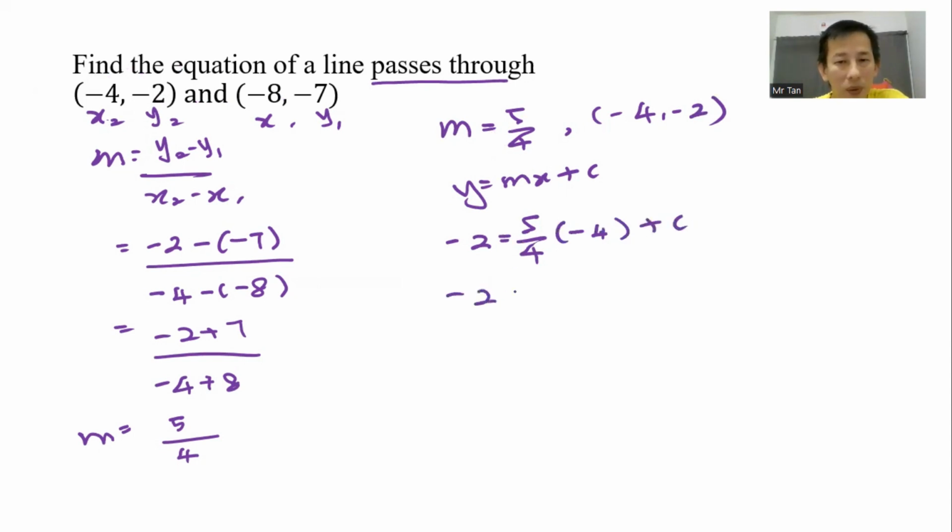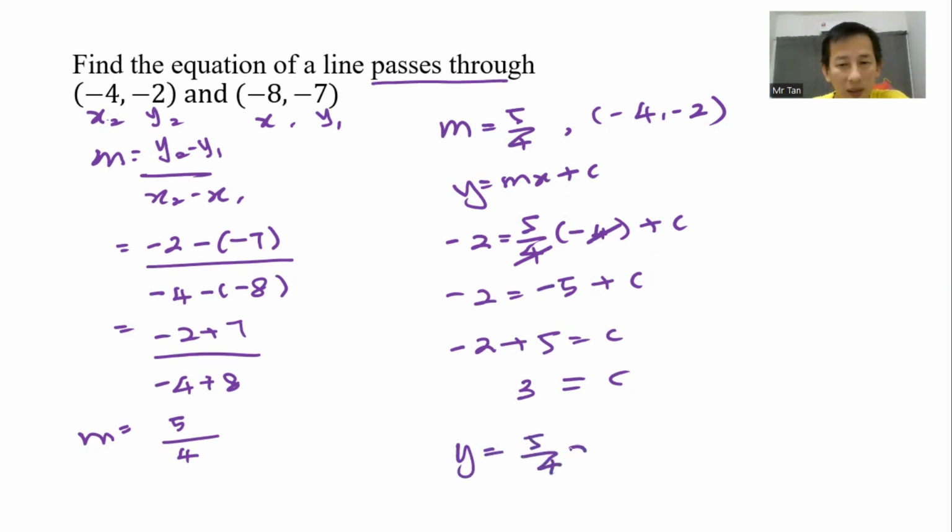So you get -2 equals 5, you can cancel this, you get -5 plus c. So your c should equal -2 plus 5. Yes, c equals 3. So your equation is y equals 5 over 4 x plus 3. Okay?